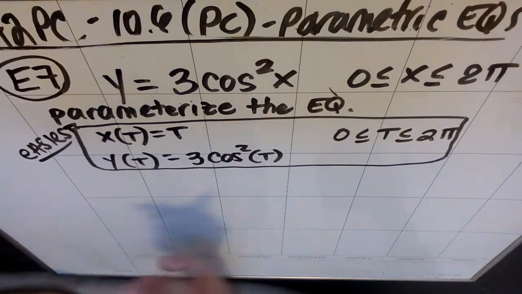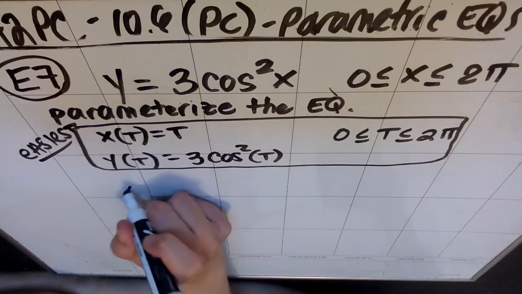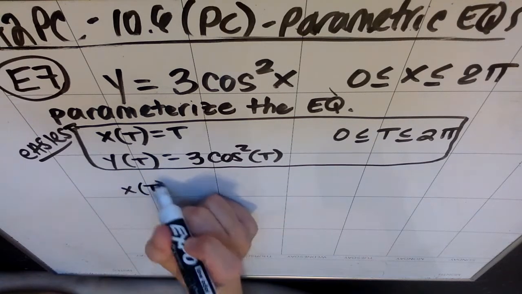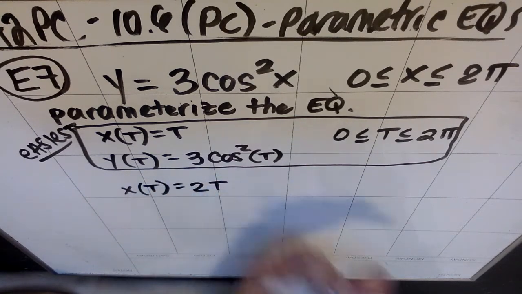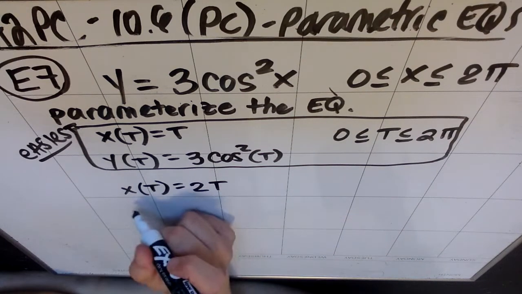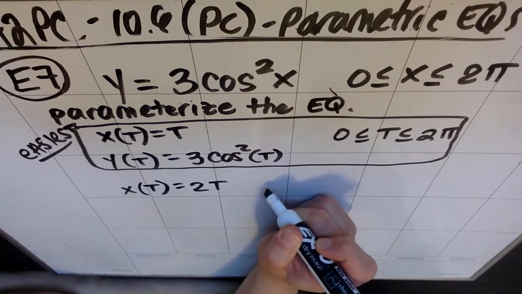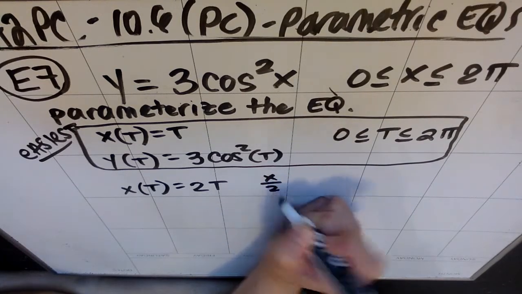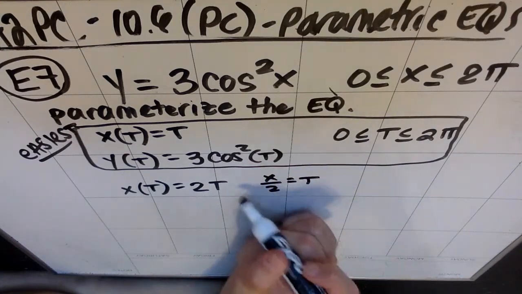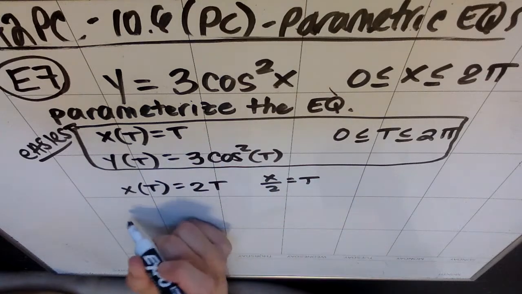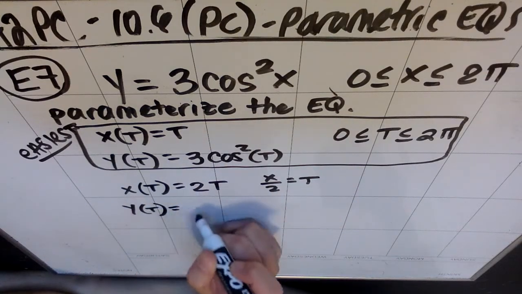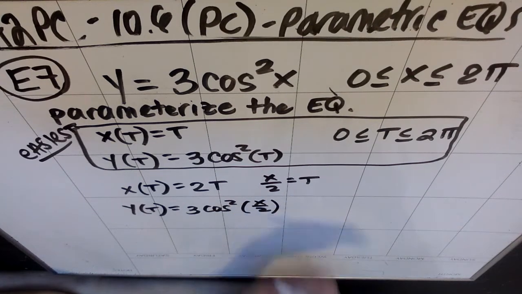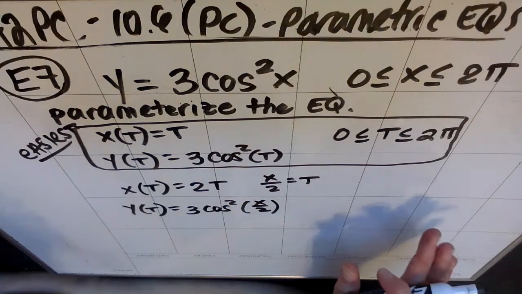If you wanted a slightly different option, what if you had chosen to make x of t 2t, okay? If I had done that, then what would happen is essentially my x would be equal to 2t, so x over 2 would be my t, right? Like that's what gets replaced. So my y of t would be 3 cosine squared of x over 2, and there's nothing wrong with that. That's also totally fine.